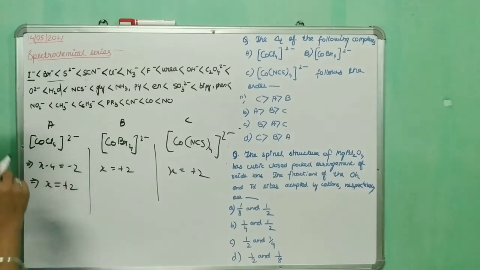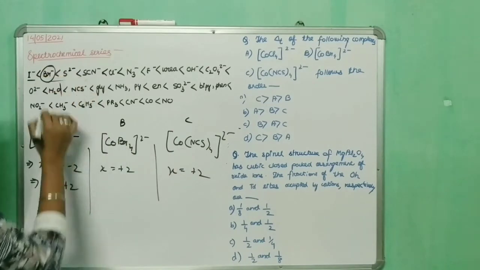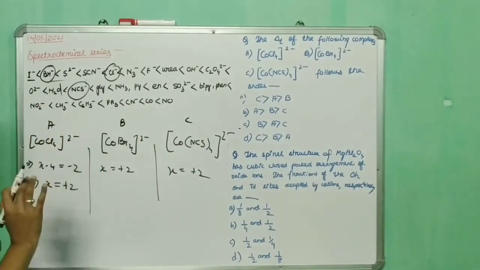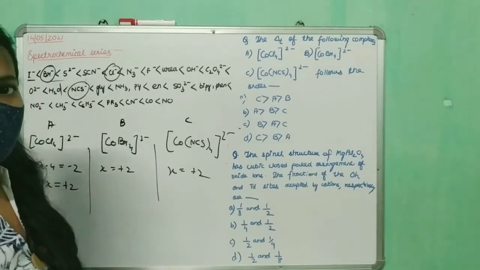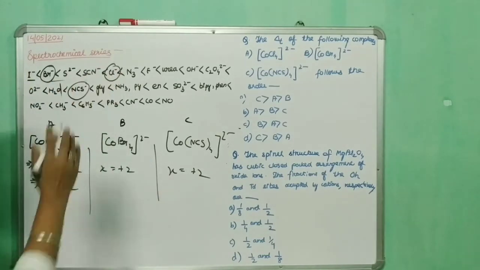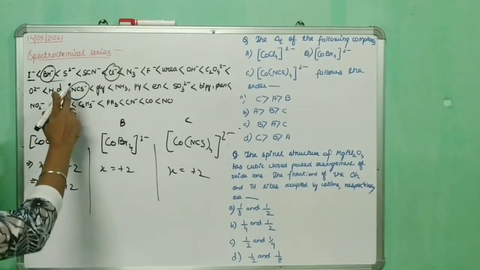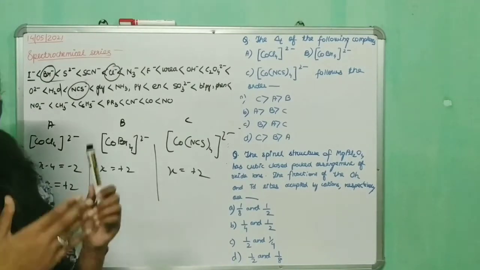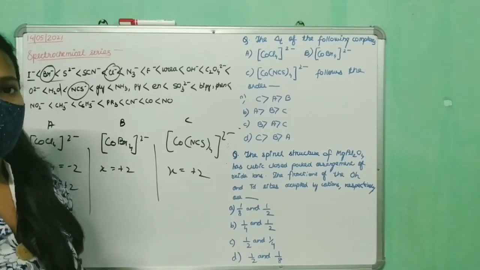But here we are given these three: one is bromine, the other is chlorine, and we have NCS. Bromine is a weak ligand, chlorine is also a weak ligand, but comparatively less weak than bromine, and NCS falls under the strong ligands. We know that when it's a strong ligand, the electrons will pair up. As a result, the delta value will be higher in that case.